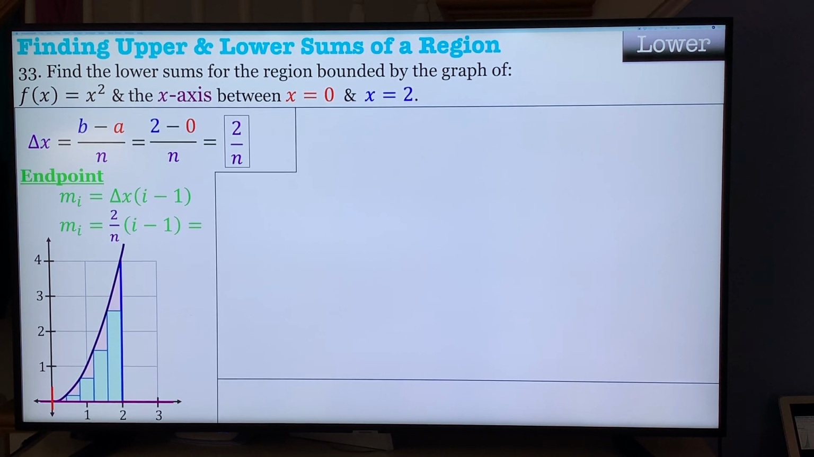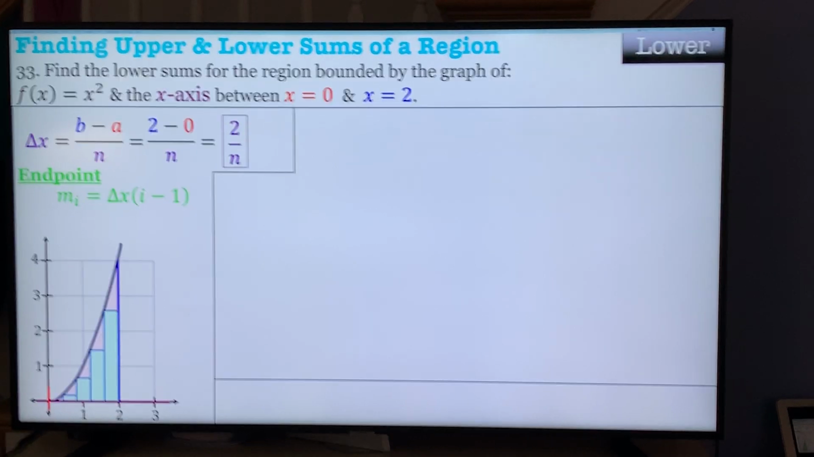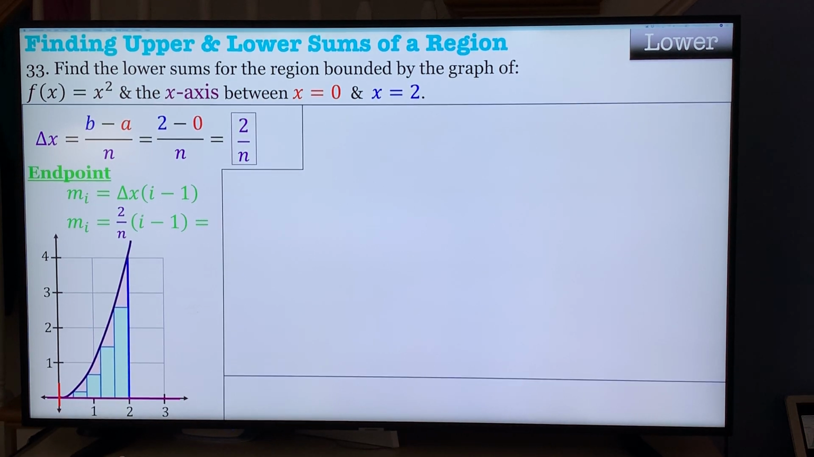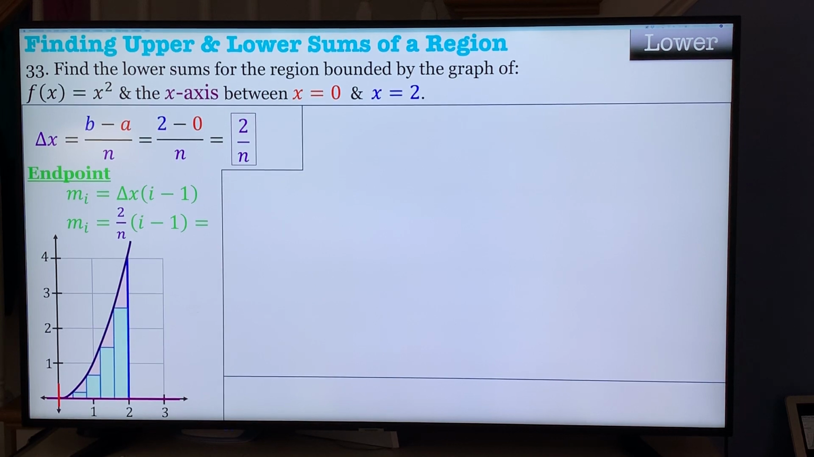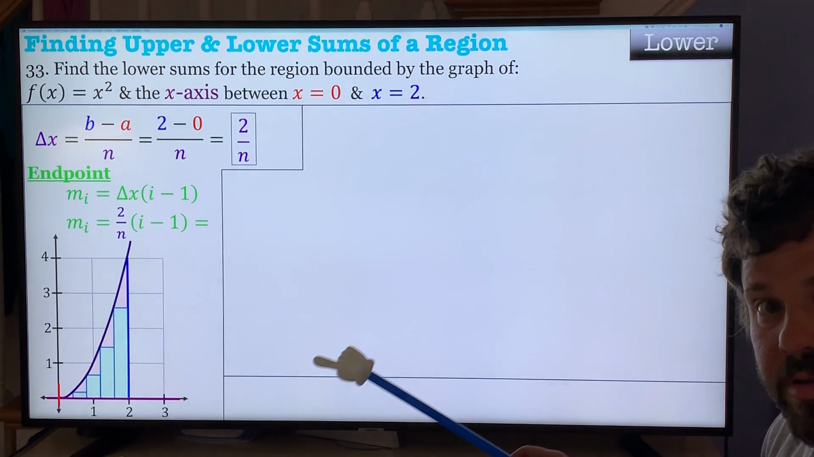Next thing you do, you have to find mi. That is delta x times i minus 1. Now, i minus 1 stays i minus 1 always. All right? The only thing that changes is the delta. Oh, we're good now. All right, so 2 over n, which you just found, times i minus 1. Sorry, I just had to put a charger on my phone.